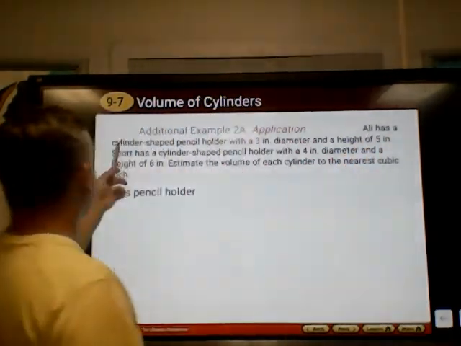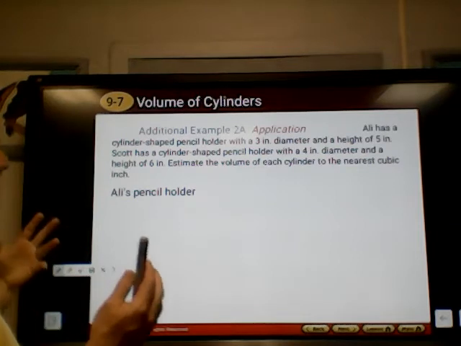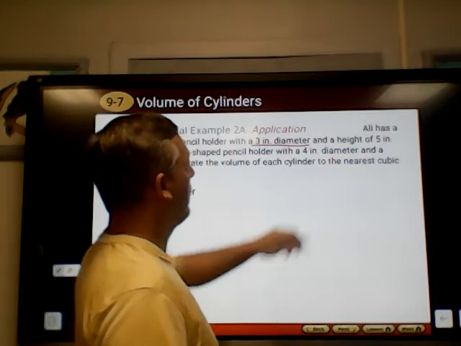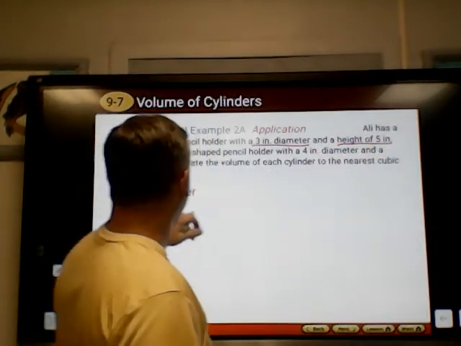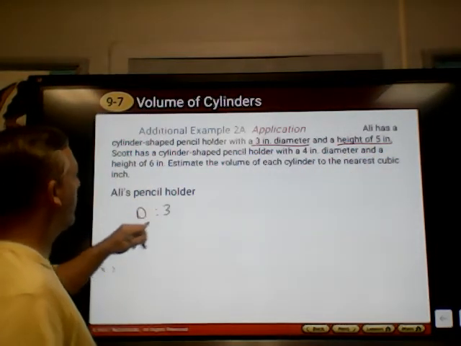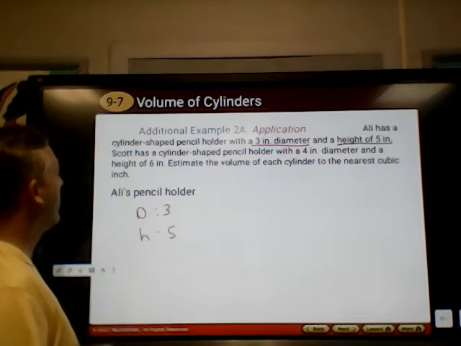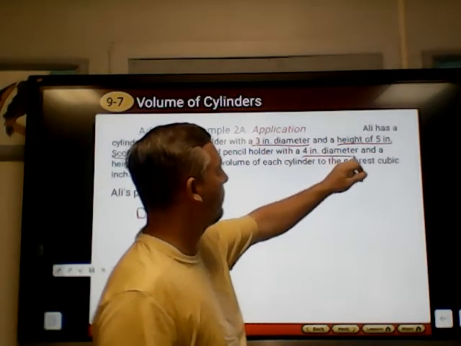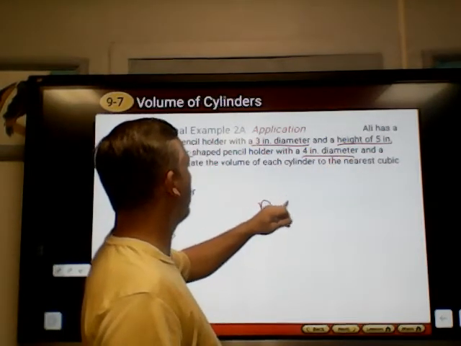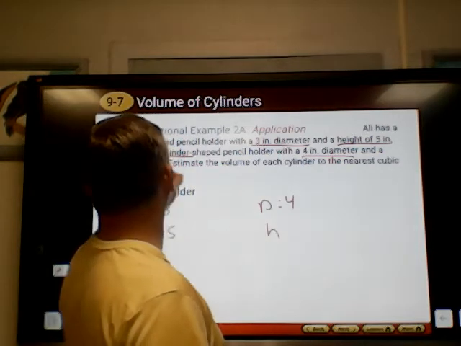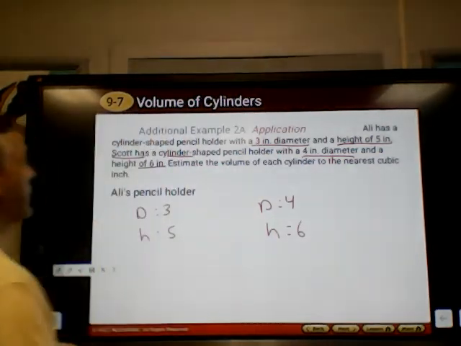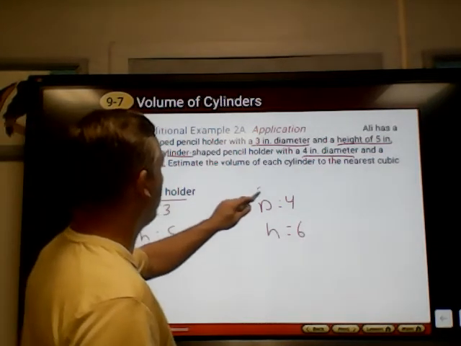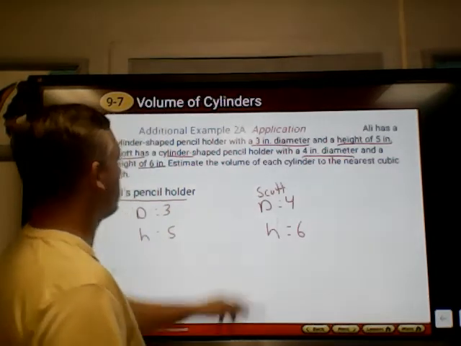Allie has a cylinder-shaped pencil holder, so we know that Allie has a cylinder. And it has a 3-inch diameter and a height of 5. So we know on Allie, the diameter is 3 and the height is 5. And then we have Scott has a cylinder also. His is a diameter of 4 and a height of 6. They want you to estimate the volume of each cylinder to the nearest cubic inch. You just got to find 2 answers. You got to find Allie's, and you got to find Scott's.